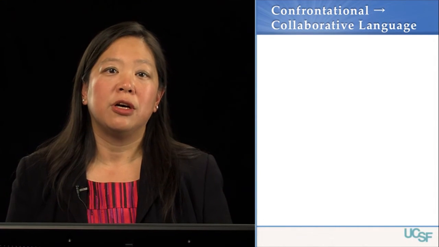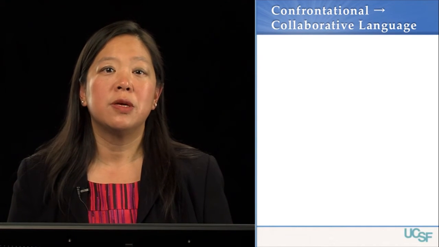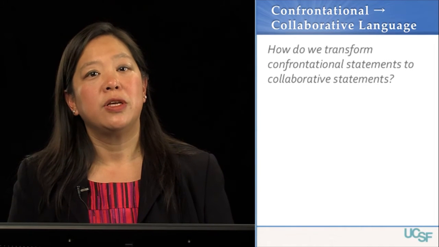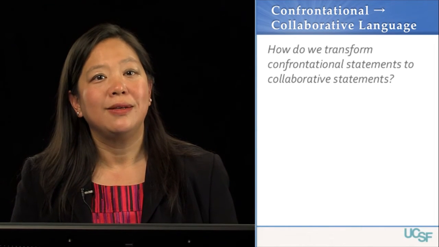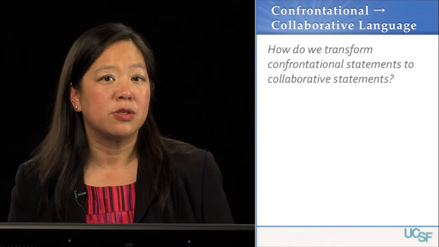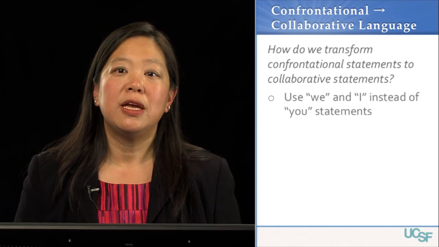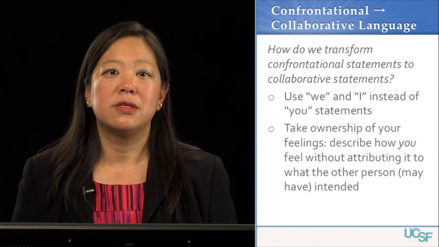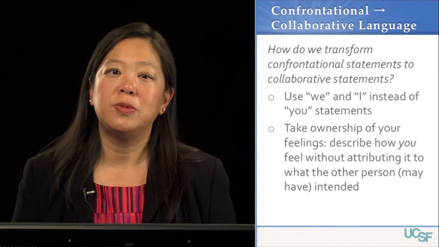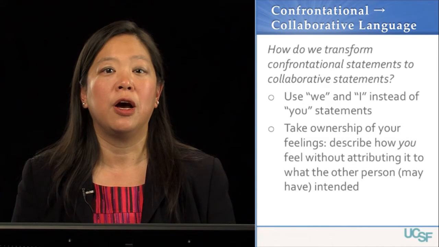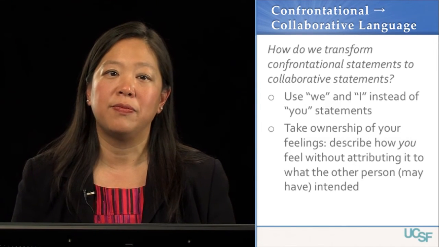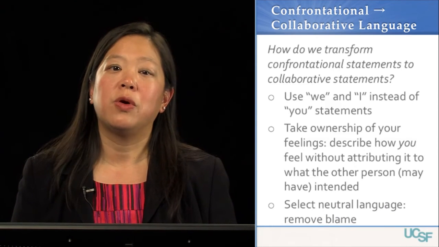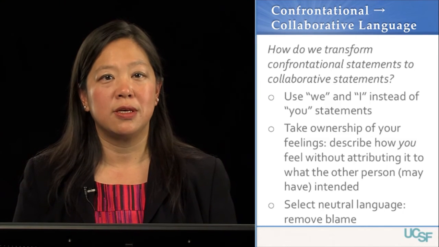To properly engage in conflict management, one will need to transfer typical confrontational language to collaborative language. Key points for transforming confrontational to collaborative statements are: use we and I instead of you statements. Take ownership of your feelings. Describe how you feel or what you hope to see happen without attributing it to what the other person may or may not have intended. Select neutral language to remove blame. This will require much practice to become comfortable with the skill.